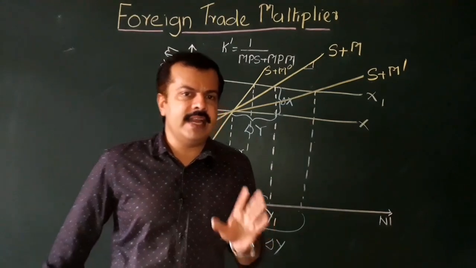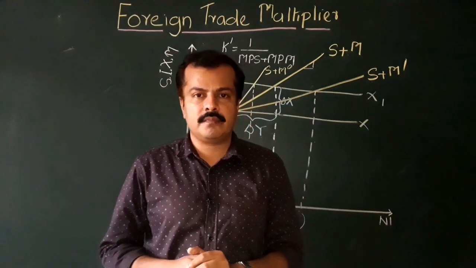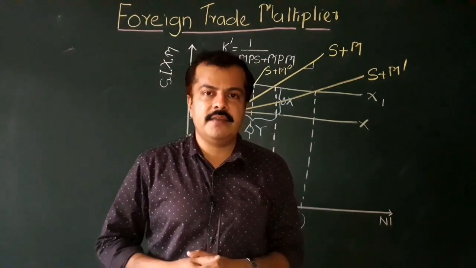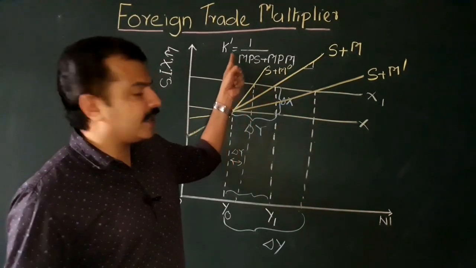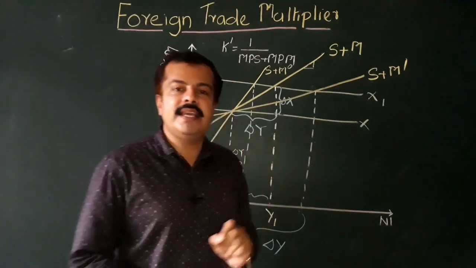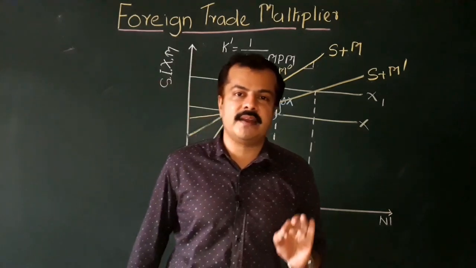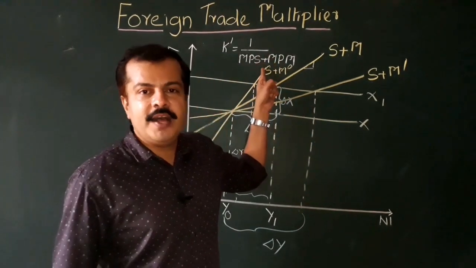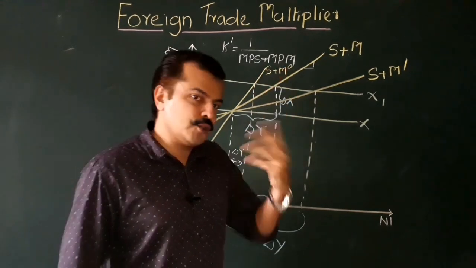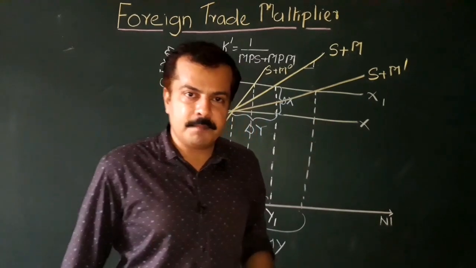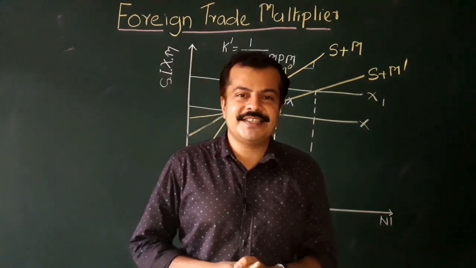Basically it operates the same way as the investment multiplier, and it says that an increase in export, investment being held constant, will cause an expansionary effect on income, and the value of the foreign trade multiplier K dash equals 1 by MPS plus MPM. So K dash, the foreign trade multiplier, is nothing but the reciprocal of the marginal propensity to save and marginal propensity to import. And we also saw how to derive it in an algebraic manner, as well as how to explain this theme using a graph. Hope that these sessions are useful for you.